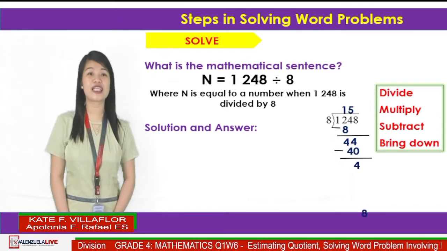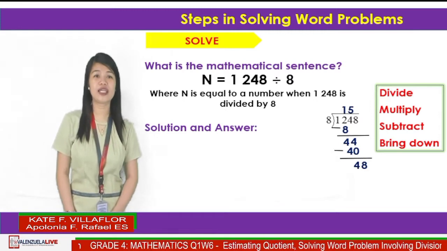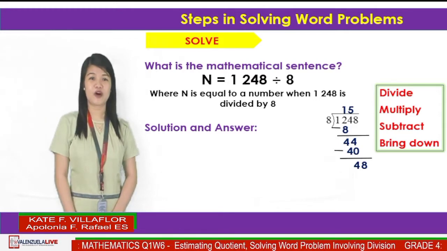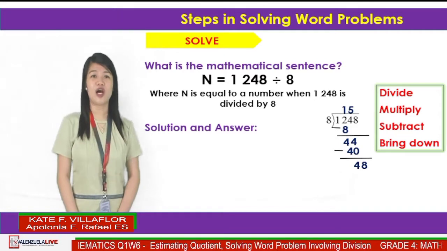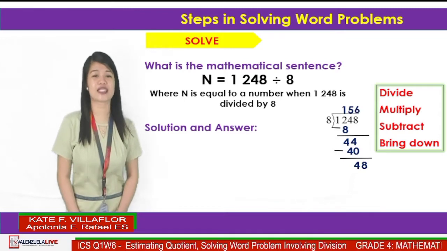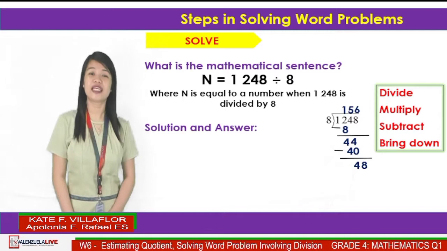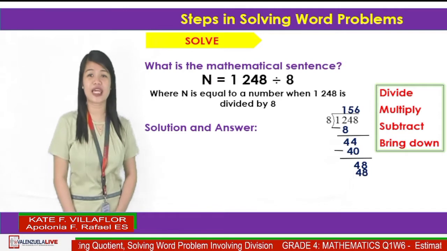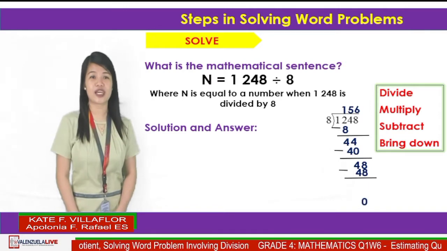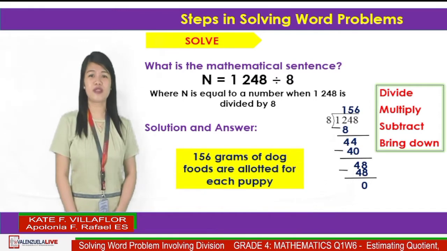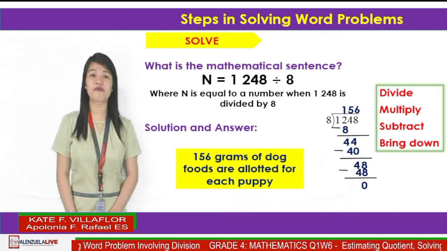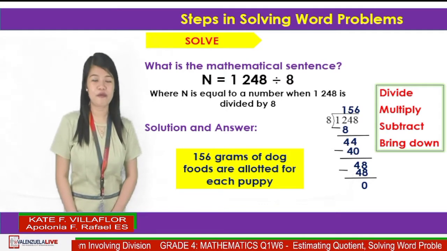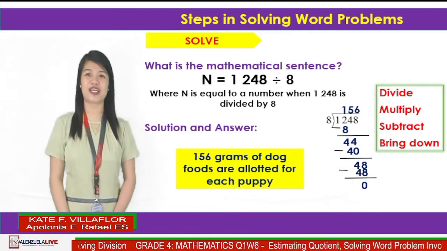Then next is to bring down 8. Then divide 48 divided by 8. What is the answer? Okay, very good. The answer is 6. Then 6 times 8, the answer is 48. Very good. Then subtract 48 minus 48. The answer is 0. Therefore, 156 grams of dog food are allotted for each puppy. Very good, Grade 4 pupils.